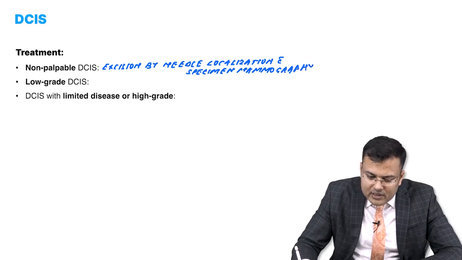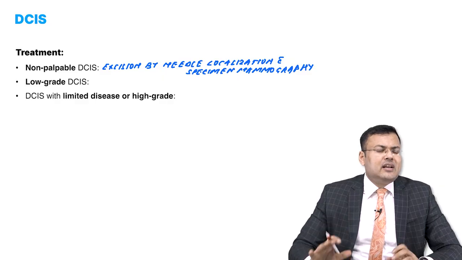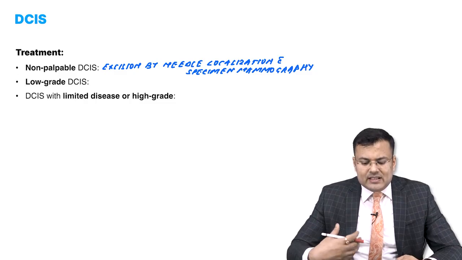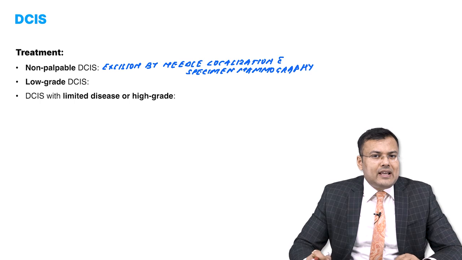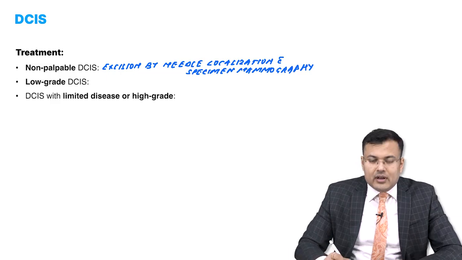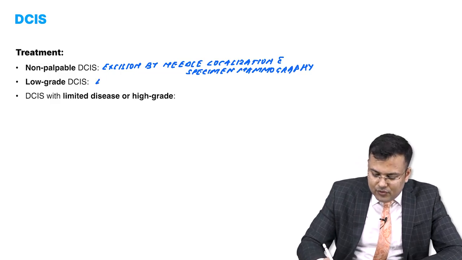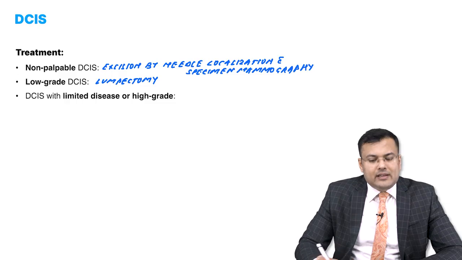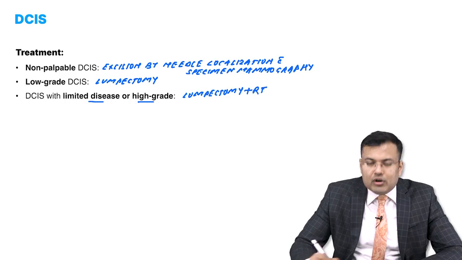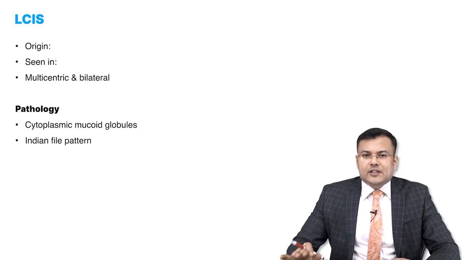Suppose the patient is having low grade DCIS. In this case, what is sufficient? Only lumpectomy. And if the patient is having DCIS with limited disease or it is high grade, in that case we have to go for lumpectomy plus radiotherapy. So here, if low grade DCIS is there, we go for lumpectomy. And if there is limited disease or high grade DCIS, apart from lumpectomy, we give radiotherapy also. Next is lobular carcinoma in situ.